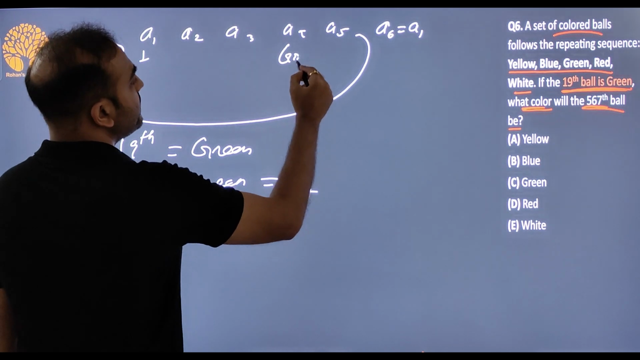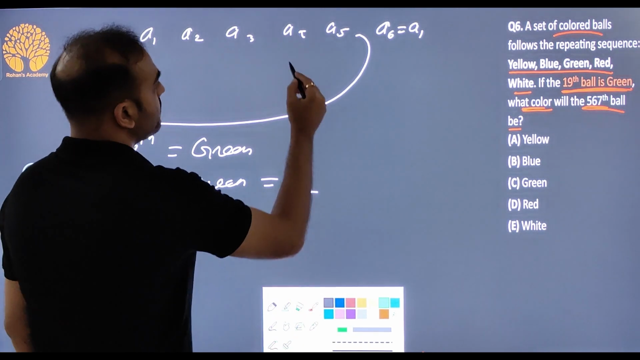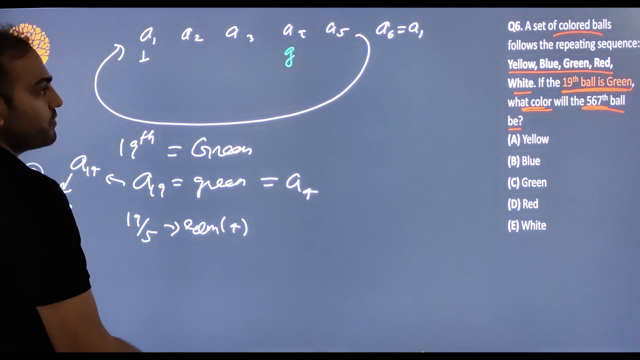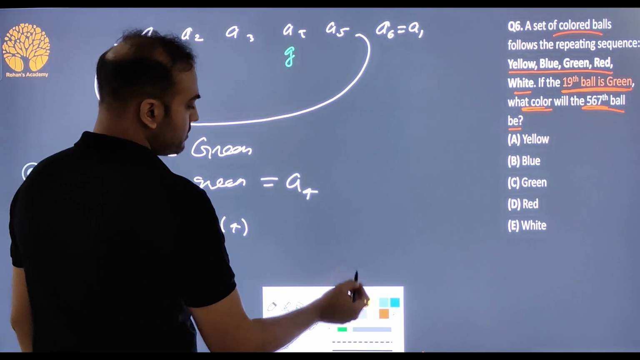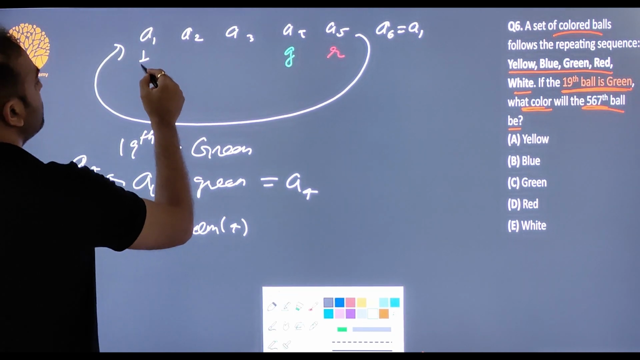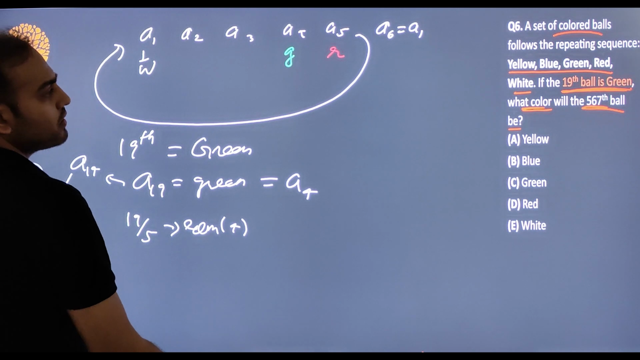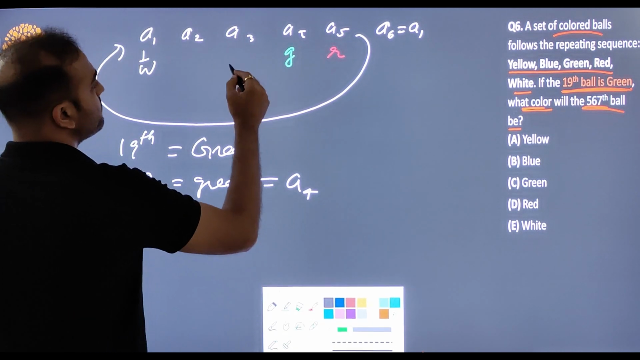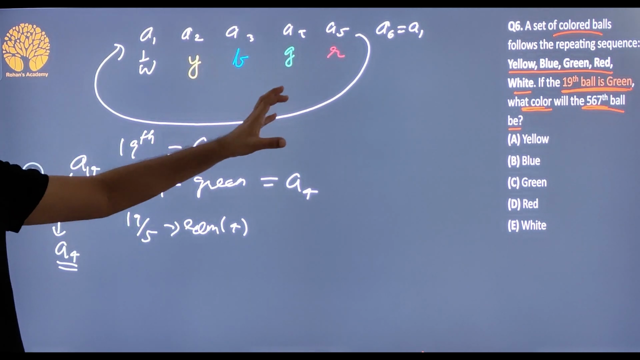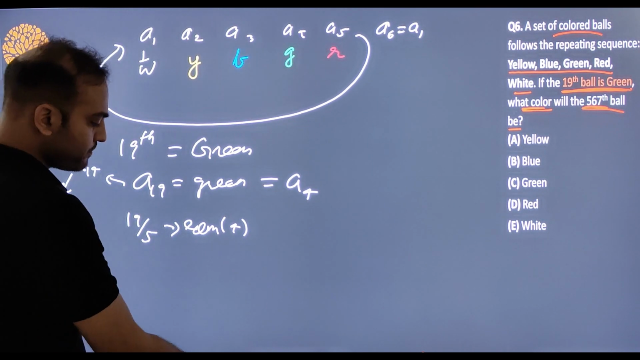So if this is green, and I know they follow this order, the one after green will be red, and one after that is white, so the first ball is actually white. One before green is blue, and the one before that is yellow. So this is my order. First color is white, then yellow, then blue, then green, then red, and so on.